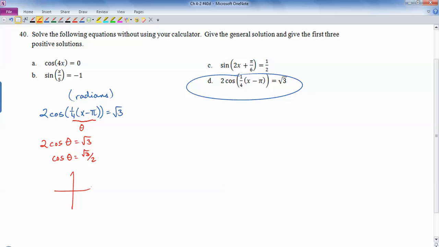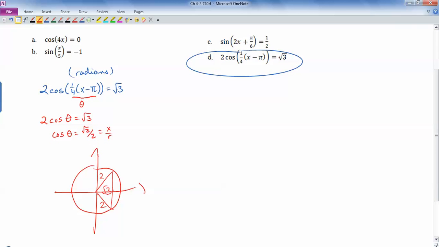If I take a look at the unit circle here, cos theta is x over r, so that occurs in a couple of places. This would be root 3, radius would be 2. Make that a little bit bigger. And so we're looking for theta here, or theta here. So the thetas that we get in radians, that'd be pi over 6 and negative pi over 6, or you could say 11 pi over 6 if you wanted to.